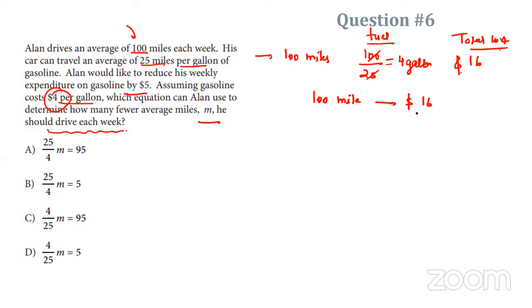The question is talking about how he wants to reduce the weekly expense by $5. So how many fewer miles should he drive each week so that he can save $5? Guys, you tell me one thing. If the number of miles he drives increases, will the cost of driving increase or decrease? If you want to drive more miles, you need to spend more cost or less cost?